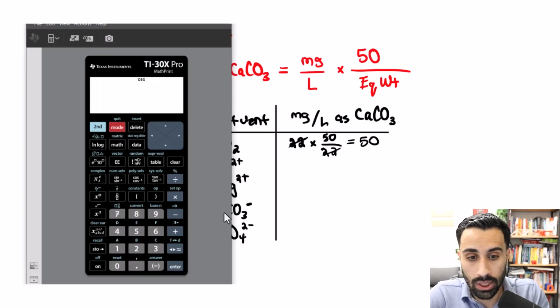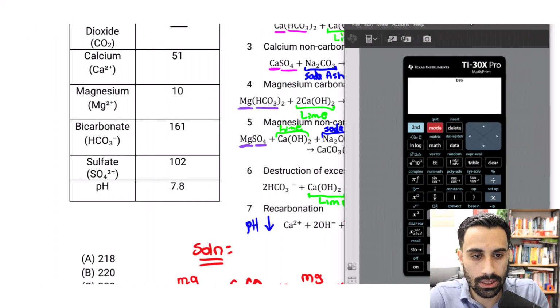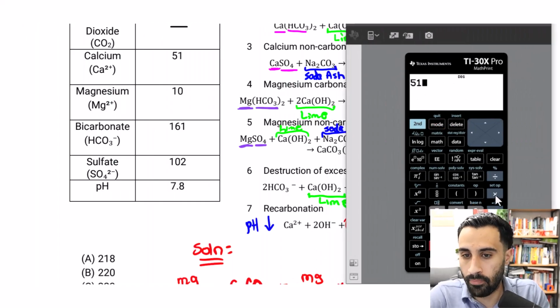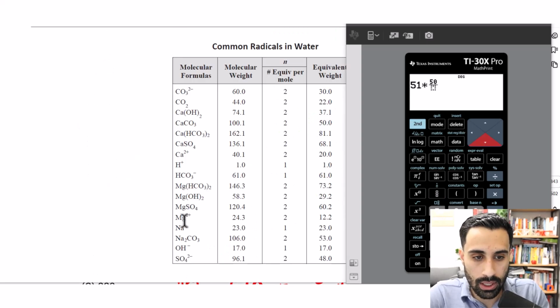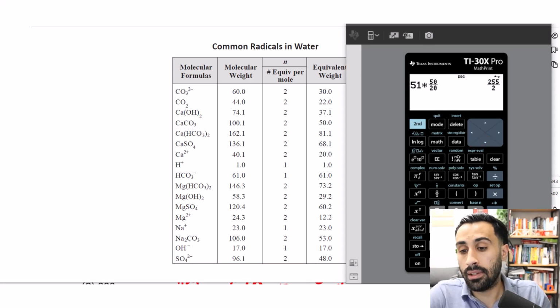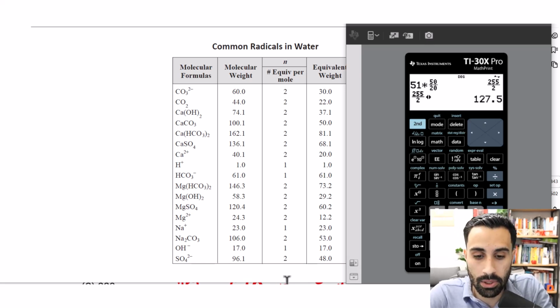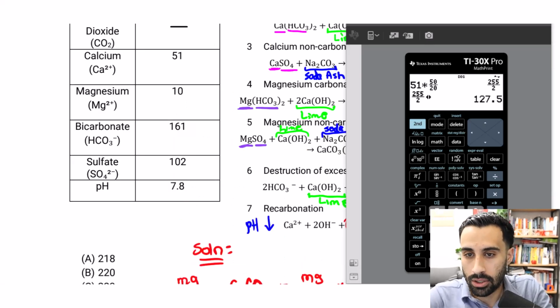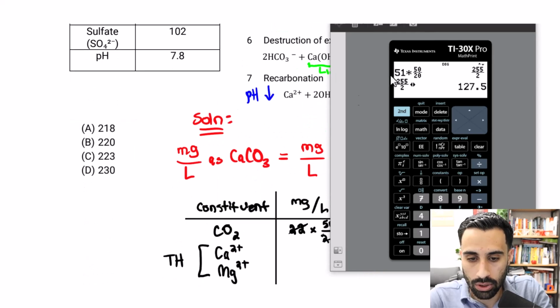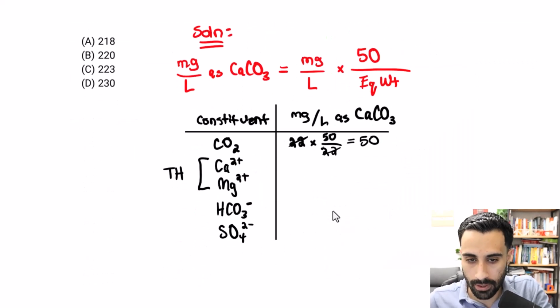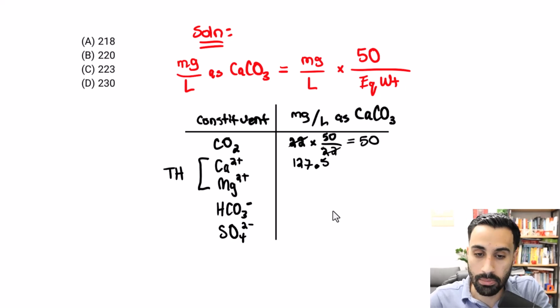So what we'll do is the calcium for this one, we take the 51 times, we put the 50 on top. And at the bottom for the calcium, the equivalent weight is 20. So let's see, we get that and we get 127.5. That looks good. So let's write that as 127.5 milligram per liter as calcium carbonate.